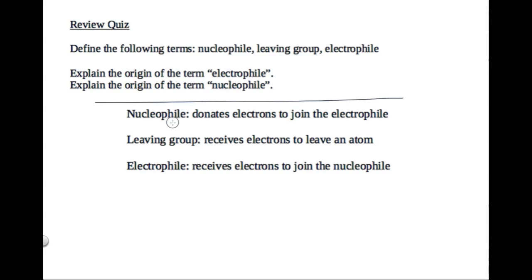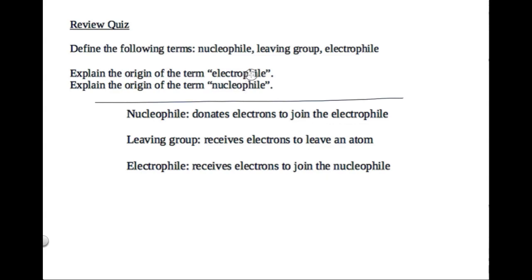When you defined these terms, I hope you gave two-part definitions. Each of your definitions should have had one part that refers to whether the role donates or receives electrons. And then there should have been a second part of the definition as well, such as this part, and this part. These are the best definitions for a beginner to learn for these roles.